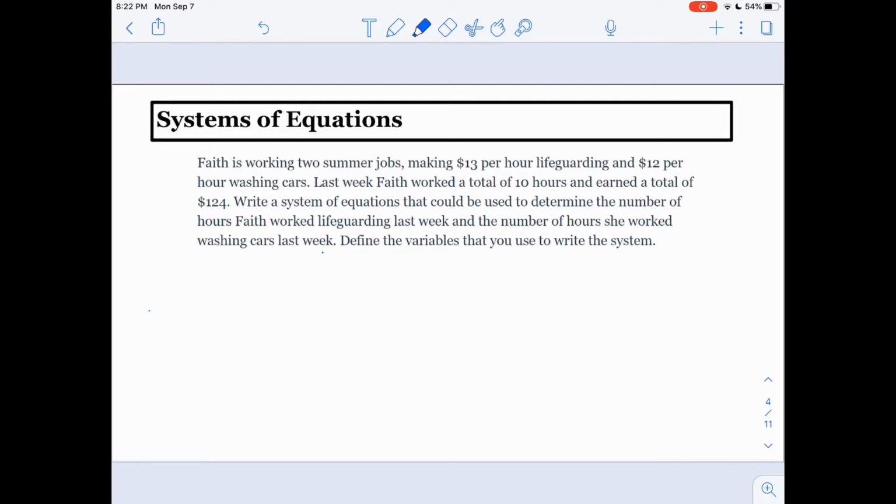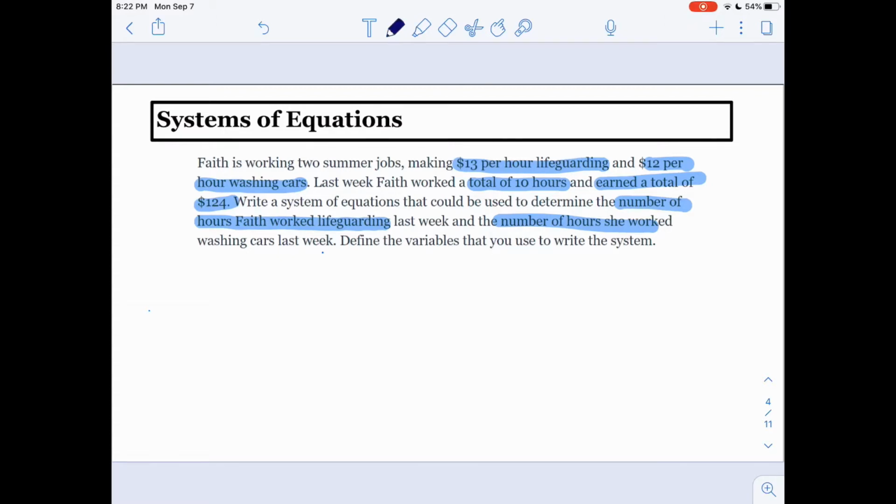Faith is working 2 summer jobs, making $13 per hour lifeguarding. That seems important, so I'm going to highlight it. And $12 per hour washing cars. Last week, Faith worked a total of 10 hours. That seems important, I'm going to highlight it. And earned a total of $124. Write a system of equations that could be used to determine 2 things: the number of hours she worked lifeguarding and the number of hours she worked washing cars.